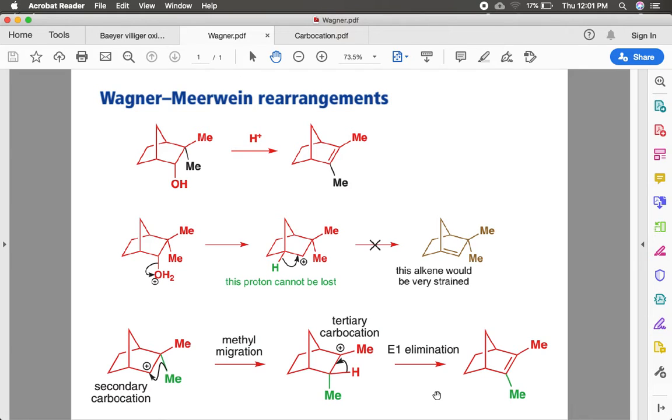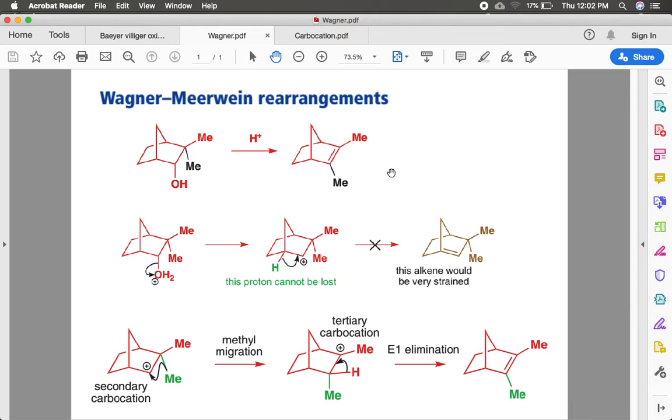In this video, I'm going to discuss the Wagner-Meerwein rearrangement. It's basically a carbocation rearrangement, and a carbocation always has a tendency to rearrange to a more stable carbocation. This always happens in reactions like E1 elimination or SN1 reaction.